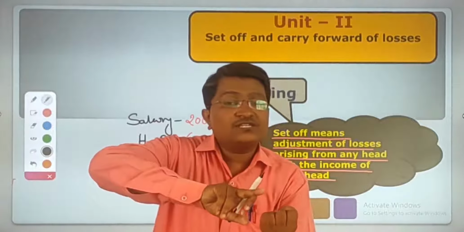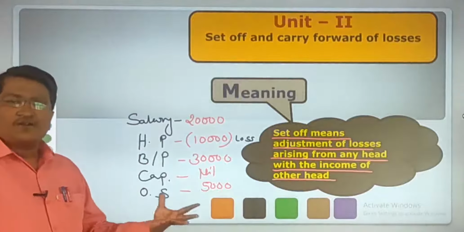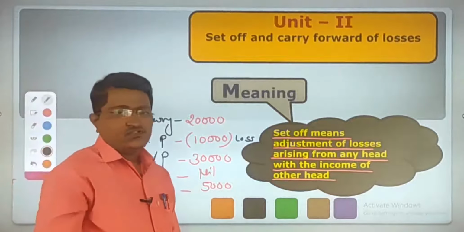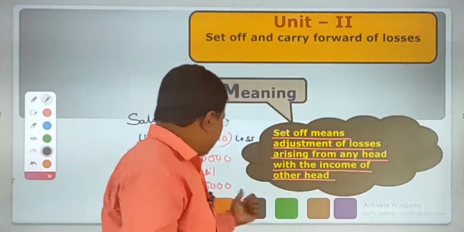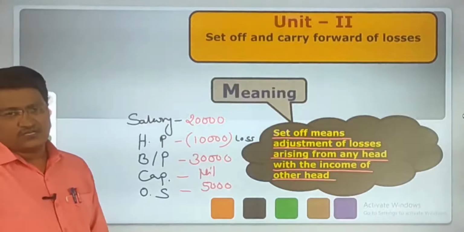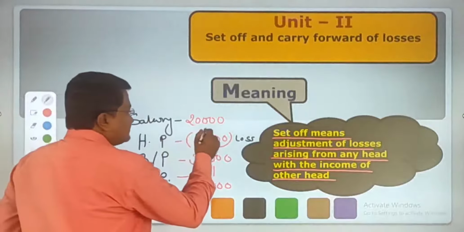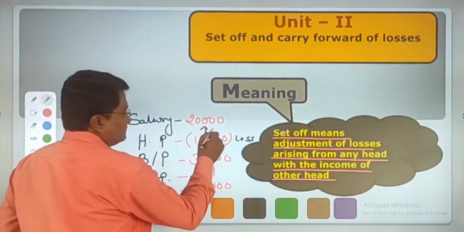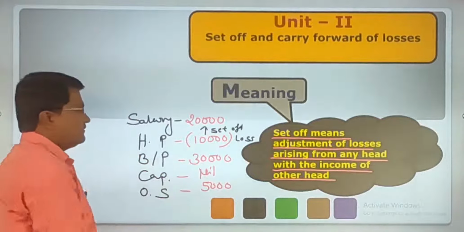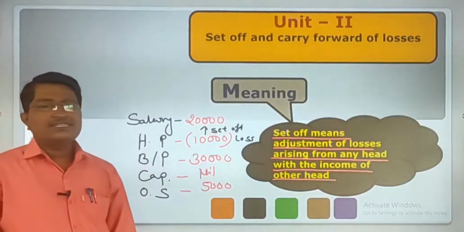This 10,000 loss I can adjust with the income of salary, otherwise income from business. So why not adjust with the income from other source? Because the loss is 10,000 and that income is 5,000. Right. So now this loss I adjust with the salary. That adjustment I will call set off. This 10,000 I will set off with the income from salary.